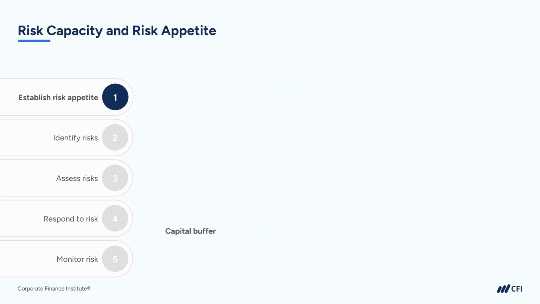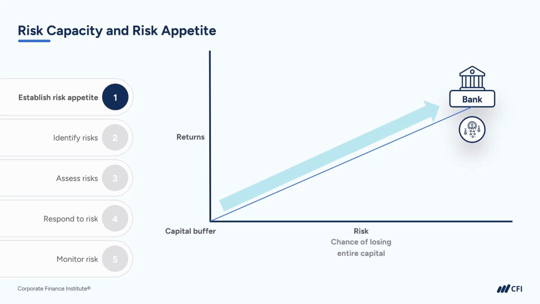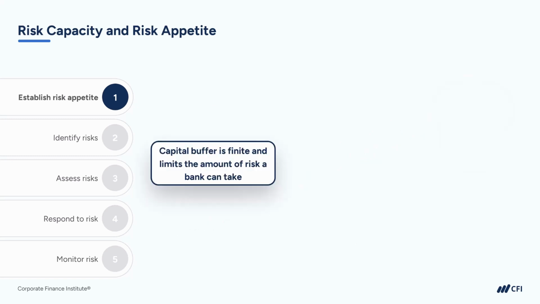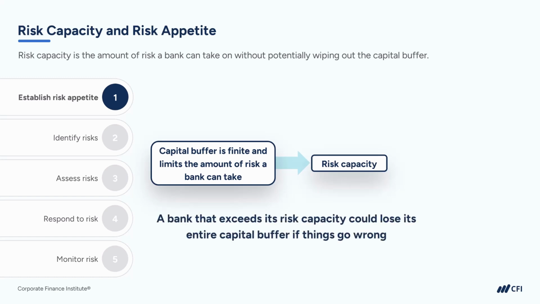If this capital buffer is totally wiped out, however, the bank faces a very real threat of becoming insolvent and failing. When a bank takes more risk, it has the chance to make higher returns for their shareholders. However, it also increases the chance of losing a lot of money, putting its entire capital buffer in danger of being wiped out. This capital buffer a bank has is finite and limits the amount of risk a bank can take. This limit is the bank's risk capacity. A bank that exceeds its risk capacity could see its entire capital buffer wiped out if things go really wrong.